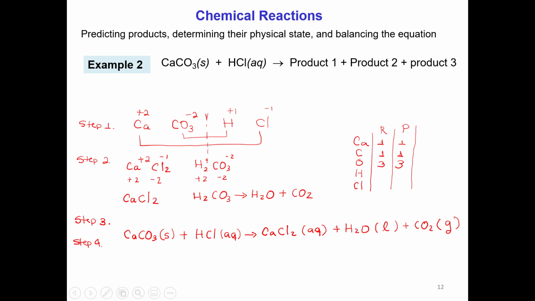Now let's see what happens with hydrogen. In the case of hydrogen, we have 1 hydrogen here, and we have 2 hydrogens here. Then in order to get the same number of hydrogens on both sides, we need to multiply the hydrochloric acid molecule by 2. Now we have 2 hydrogens and 2 hydrogens on this side.